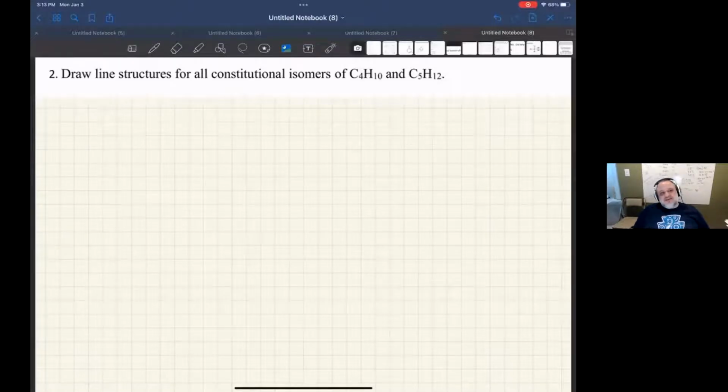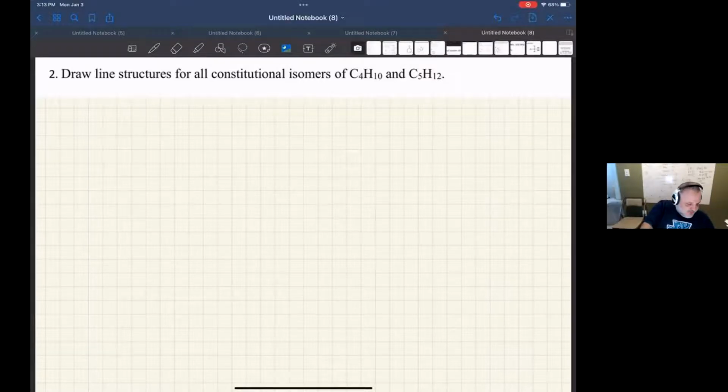Okay, this question is asking you to draw line structures for all the constitutional isomers of C4H10 and C5H12. This is a little bit of a challenge because you have to be able to sort out all the different constitutional isomers. Now, for C4H10, there's just not that many. We have 4 carbons, and there really aren't that many different ways to arrange 4 carbons. Turns out that there's only 2.